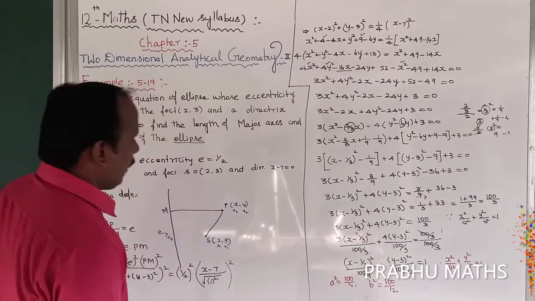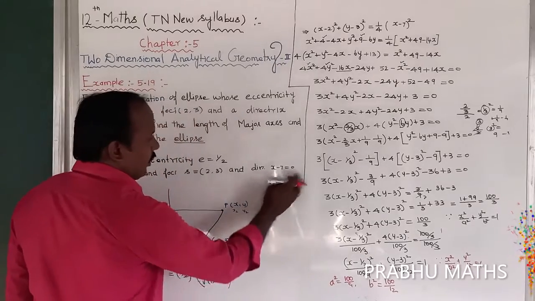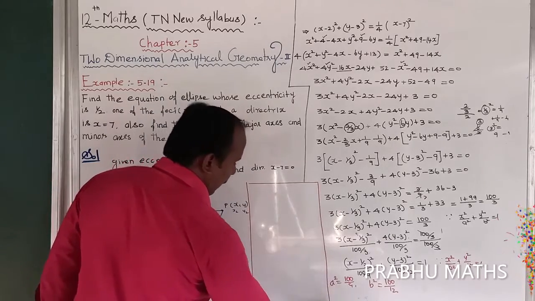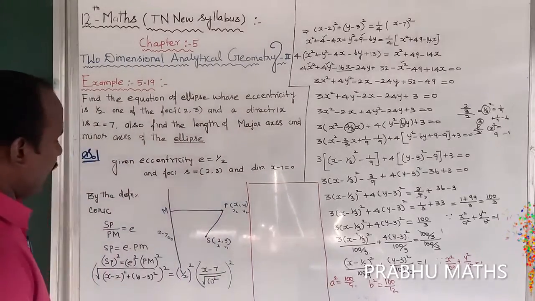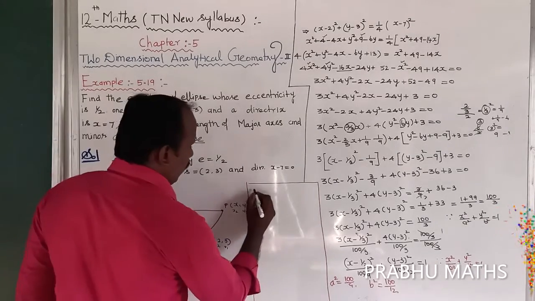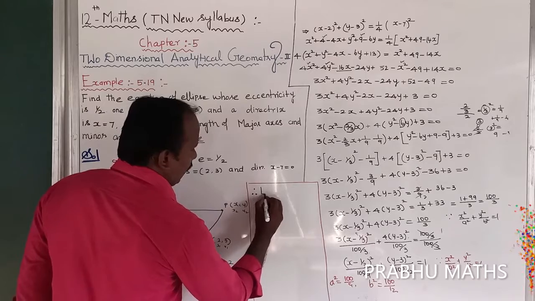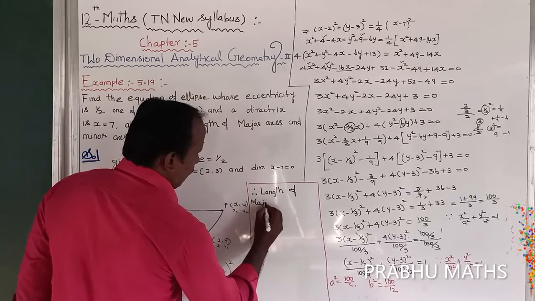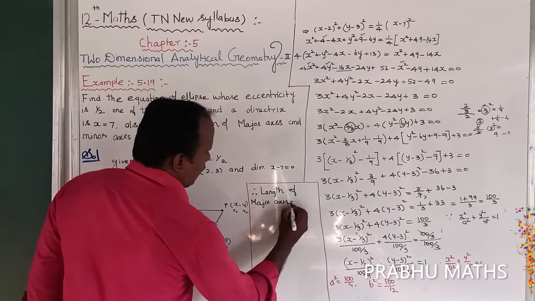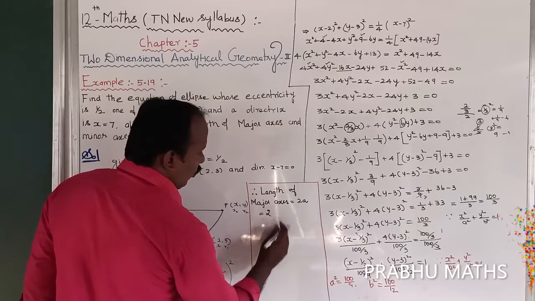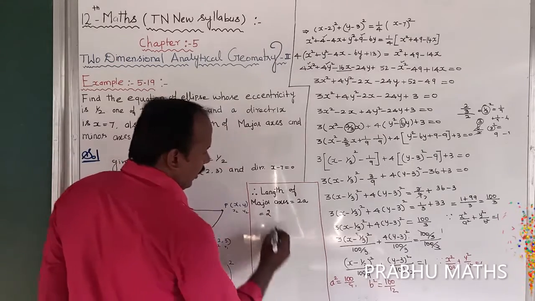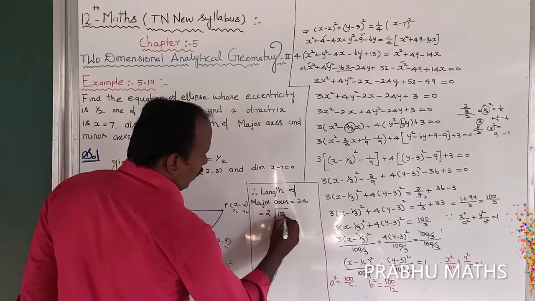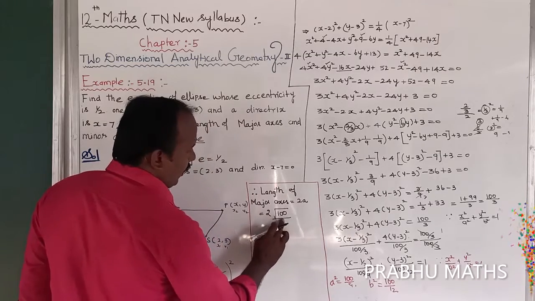So to find out the value of the major and minor axis, first the major axis. Therefore, the length of the major axis is equal to 2a. So that is equal to 2 into a, where a square is equal to 100 by 9. Now a is equal to root 100 divided by 3.